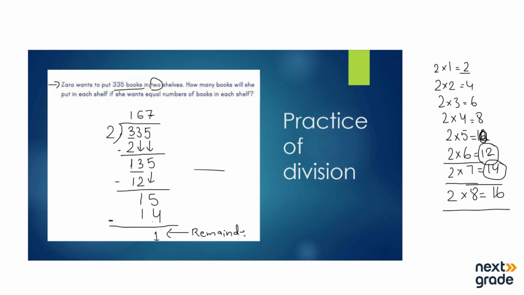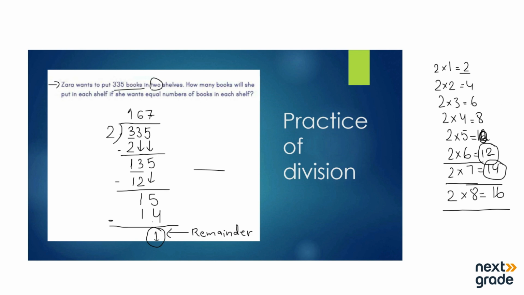ठीक है, we can divide 335 into 2 shelves, and each shelf will have 167 books, but one book is going to be remaining, and that cannot be put on the shelf because वो equally divide नहीं होगी. ठीक है, so that means 1 is the remainder in this question.